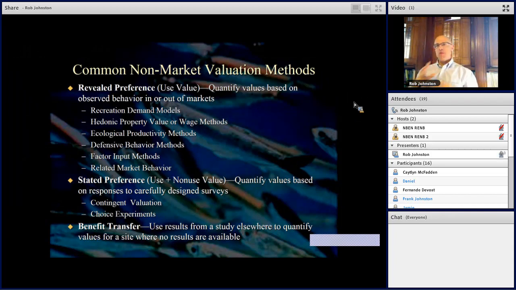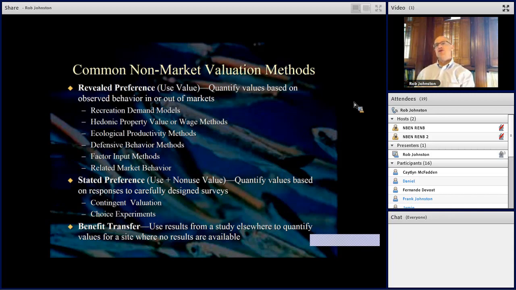These can range from revealed preference methods, and all that means is that we are looking at people's behavior out in the world. Say recreation demand models. We look at where people choose to recreate, go fishing, go to the beach, whatever recreation demand we're interested in. We look at how far they're willing to travel and how much they're willing to pay to get to sites as a function of, say, the environmental quality, right? And we can use that to infer values.